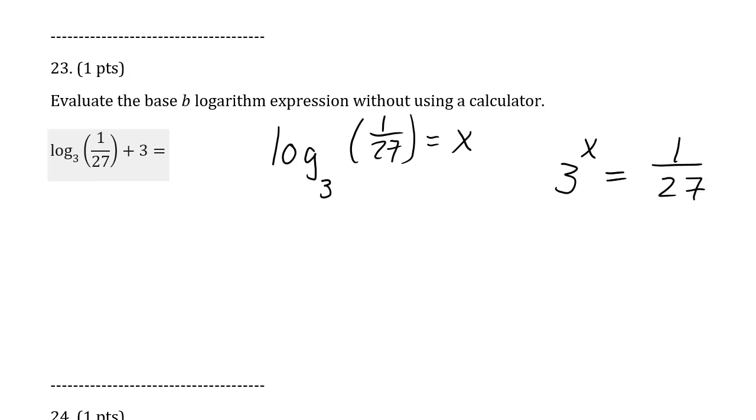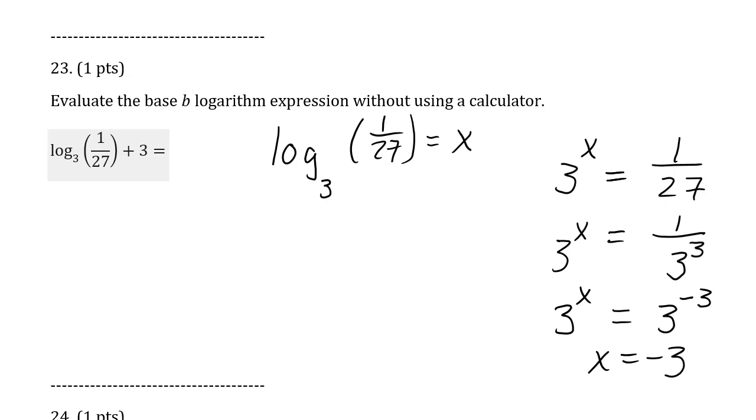If I take the 1 over 27 and I write 27 as a power of 3, I can write this as 1 over 3 to the third. But this does not match what's on the left, which is 3 to a number. This is 1 over 3 to a number. To move this to the numerator, I need to change the power and make it 3 to the negative 3. This then tells me that I have 3 to the x equal 3 to the negative 3, which means that x must be negative 3.